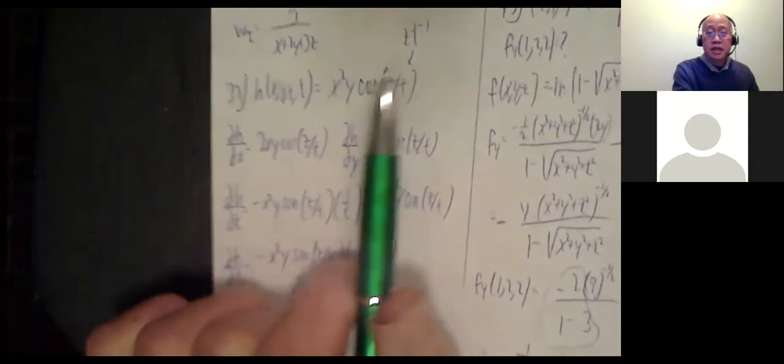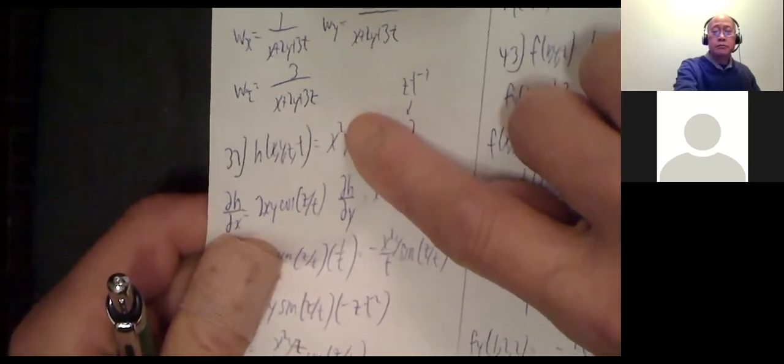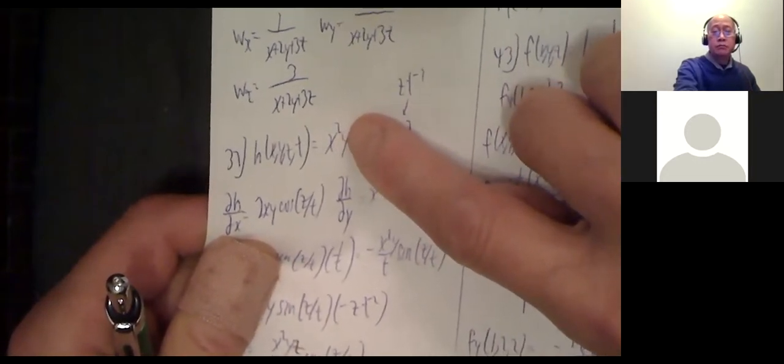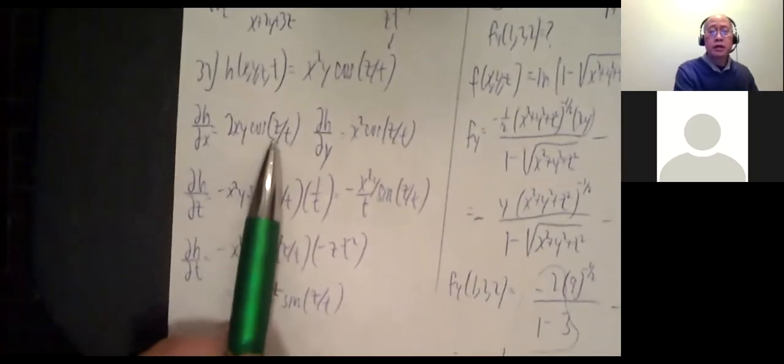Okay, with respect to x, that means all of this is constant. It's constant times x squared. So how do you differentiate x squared? 2x. So 2x, and just copy the rest of it. Y cosine of z over t.